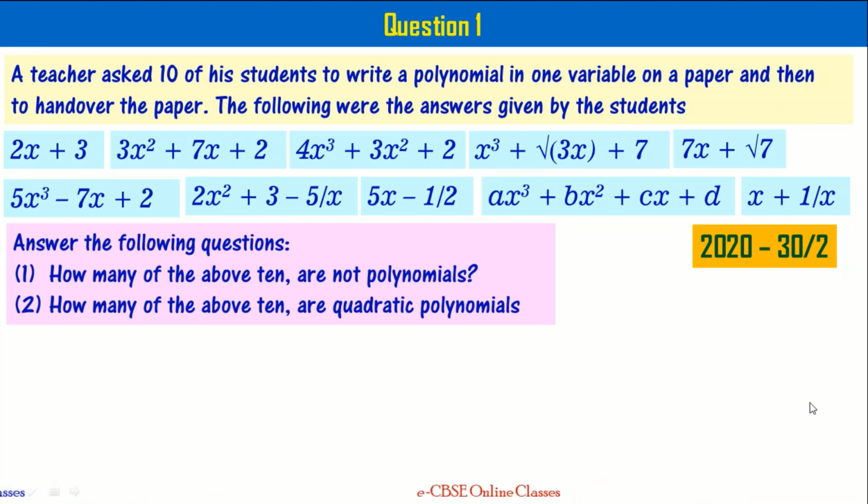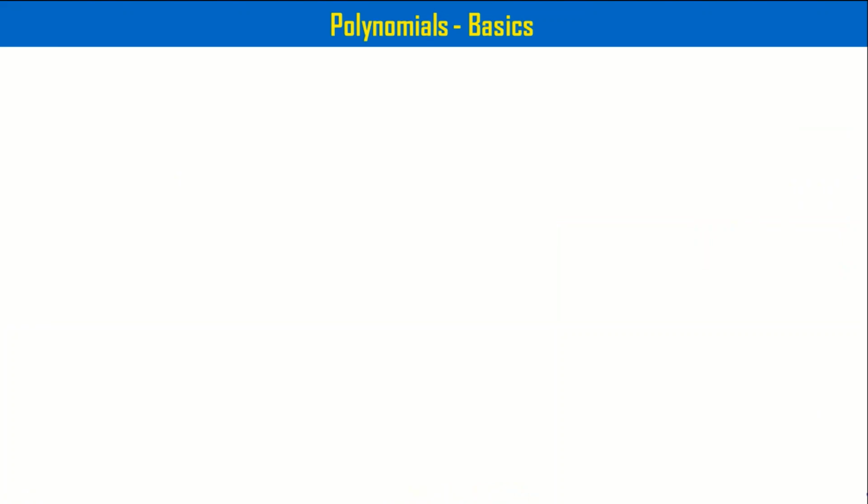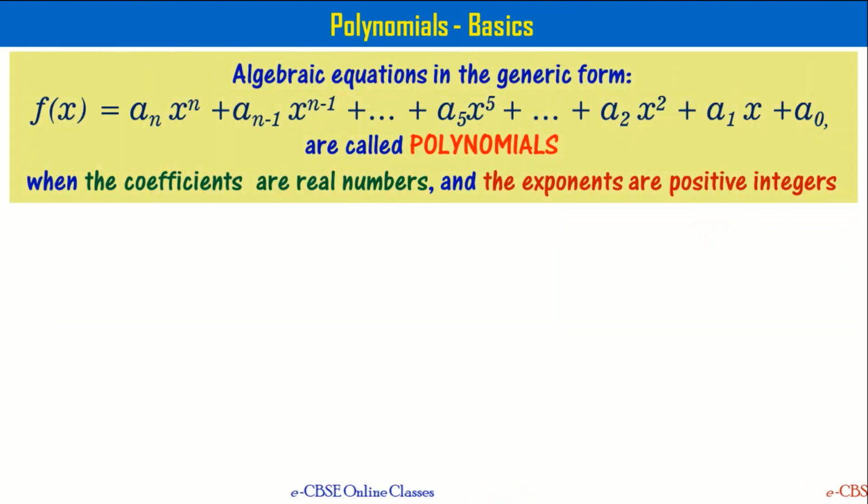Before getting into answering this question, let's quickly recall some basics of polynomials. We know that algebraic equations in the generic form f of x equal to a_n x^n plus a_(n-1) x^(n-1) plus a_(n-2) x^(n-2) and so on are called polynomials when the coefficients are real numbers and the exponents are positive integers. Please take a note of this.